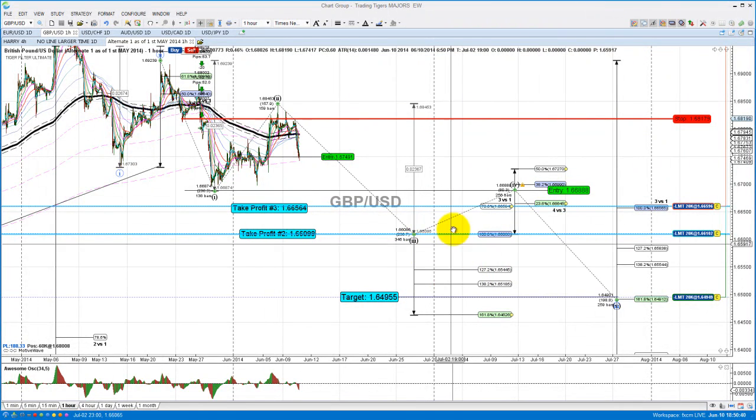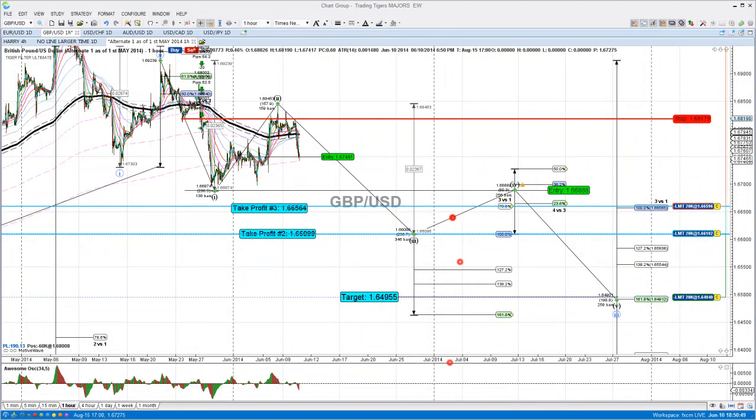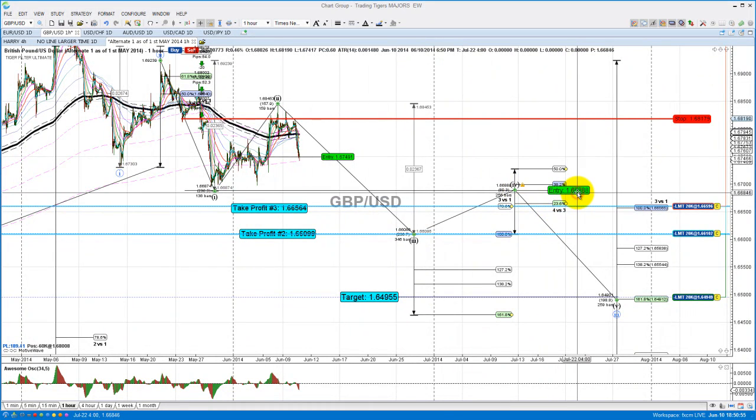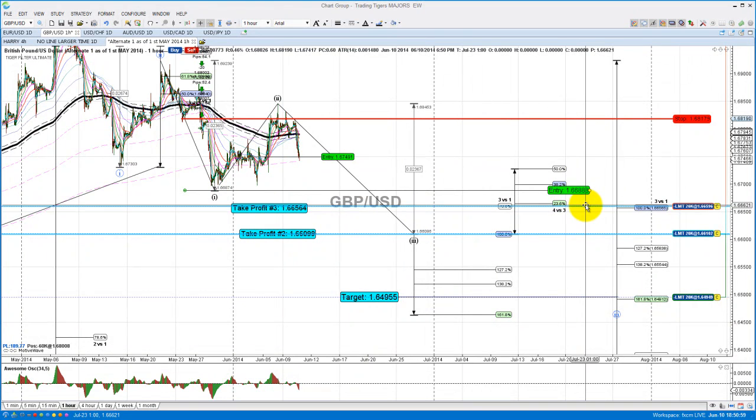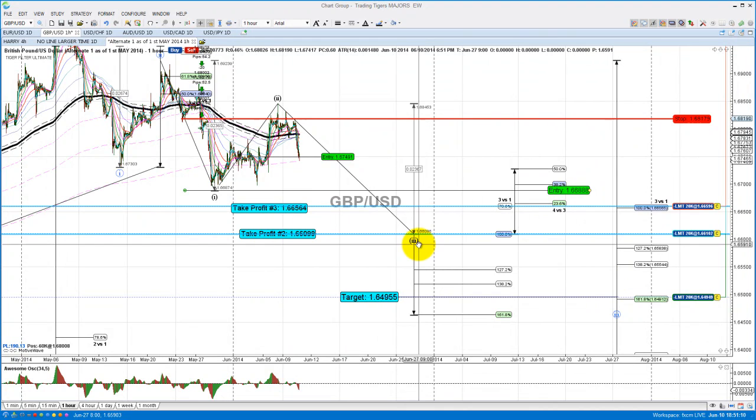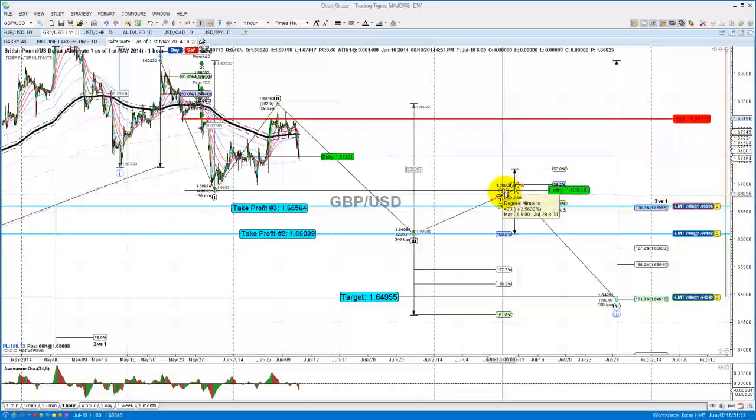What we're considering is to take a trade at the 23.6 level, which will be here, right? We'll take a trade there and put our stop loss just around that level, and therefore take the trade down of the wave 4 to complete the wave 5.